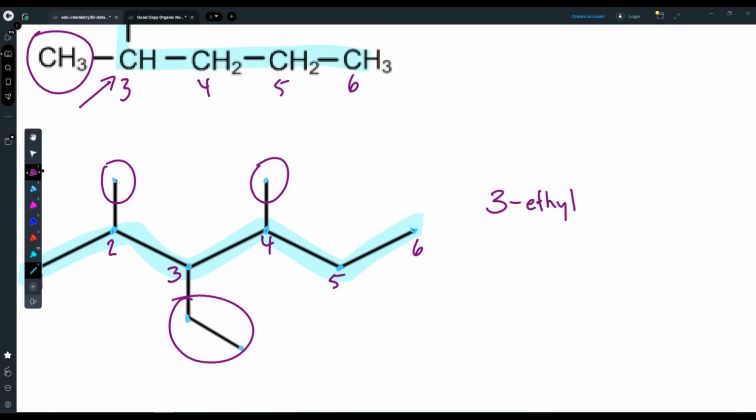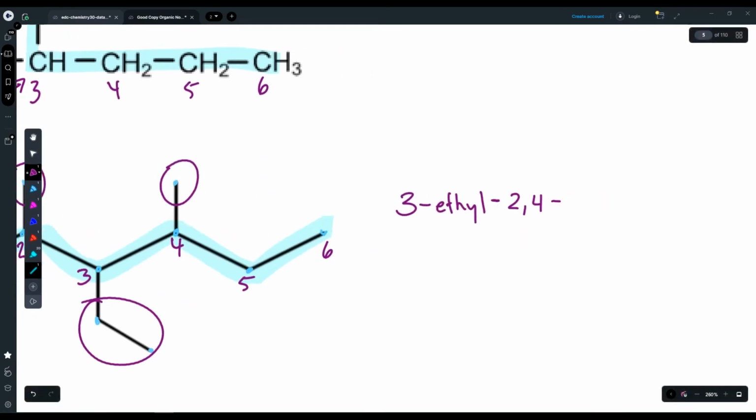Okay. But then I want to talk about these methyl branches. So I got to separate the letters and the numbers with a dash. And I got to say, okay, my 2 methyl branches are on carbons 2 and 4. Since there's 2 of them, it's dimethyl.